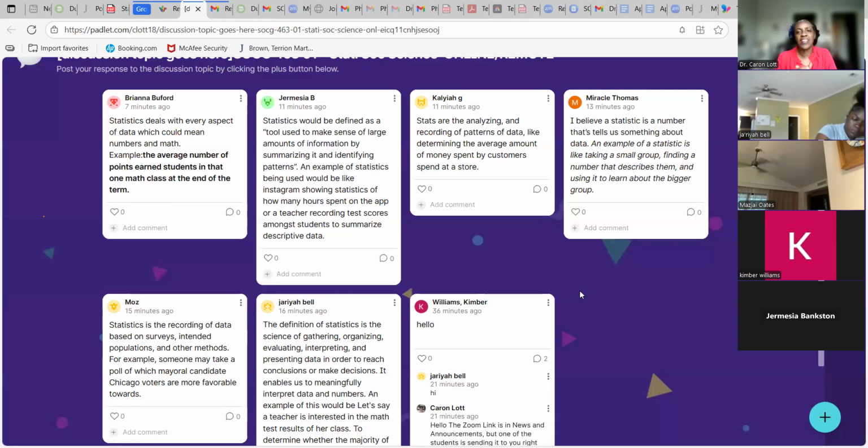Don't do that. Just stay up to date so you won't be overwhelmed, because I know you all have other classes, work responsibilities, and all this kind of stuff. So just make sure you do that.